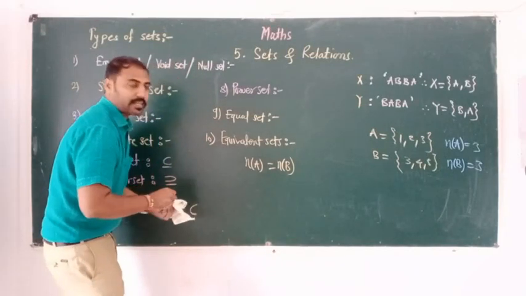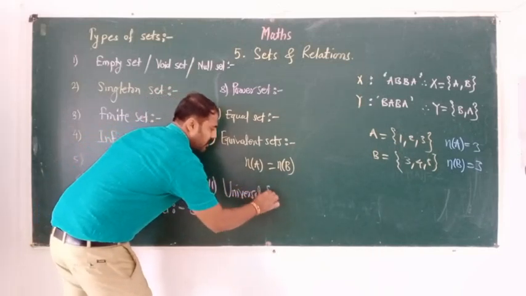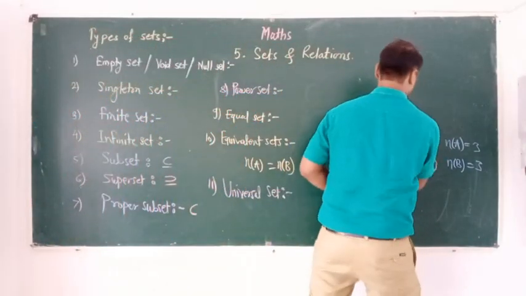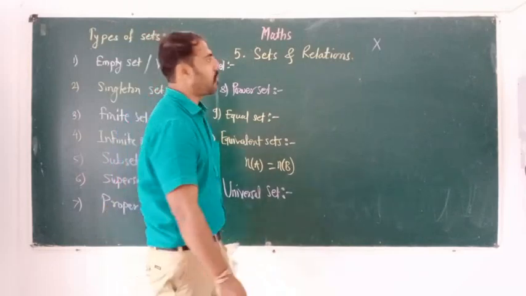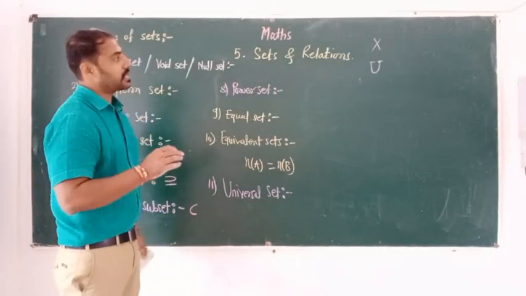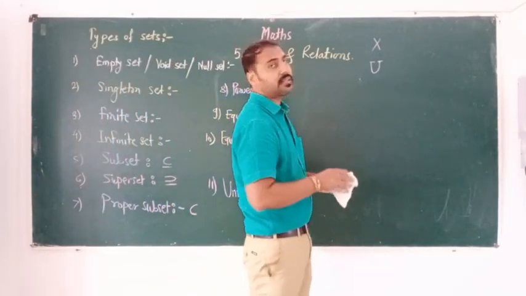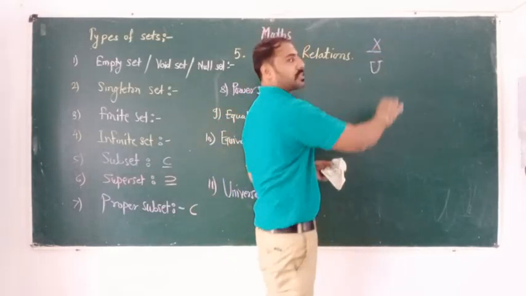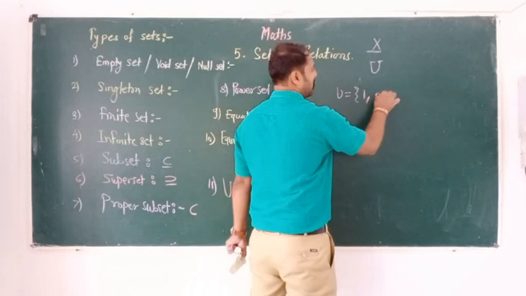Now last type is universal set. A set, capital X, is said to be universal set, or for denoting universal set we use capital letter U. A set capital X is said to be universal set if under a particular discussion all the sets in the given example are subsets of that universal set. For example, take one example here.